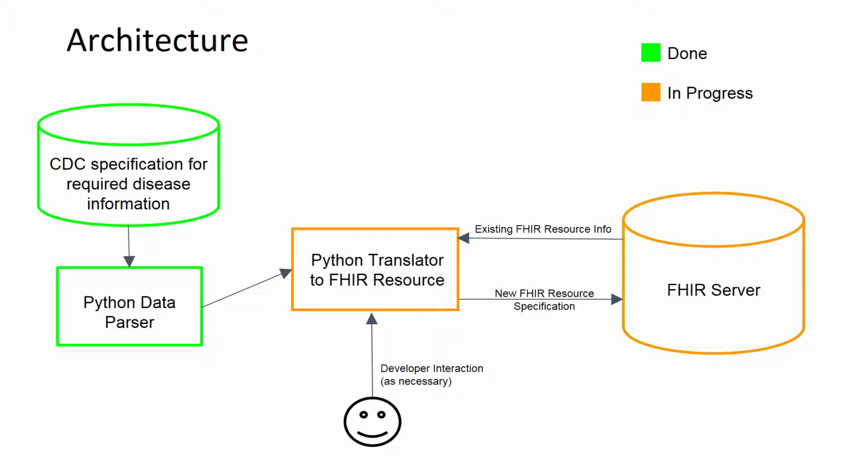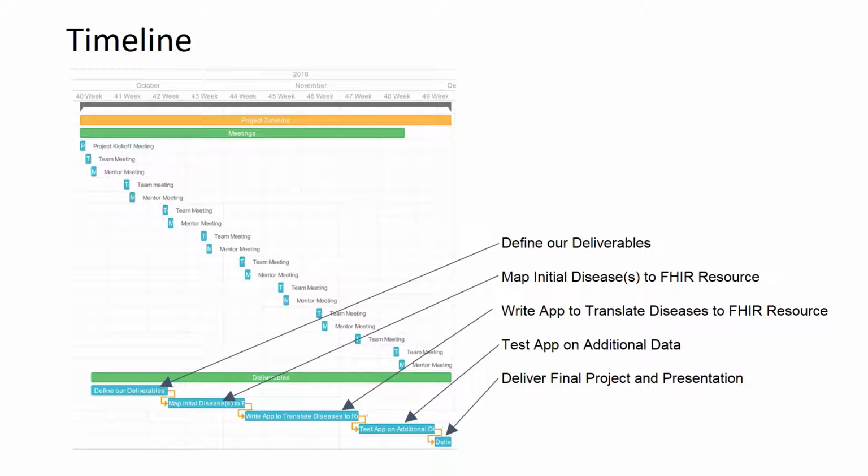For fields which don't currently exist in a resource and can't be mapped this way, our app will have a user interface that a developer can use to easily convert these fields into resource fields. From there, the new resource specification for the disease will be saved to our FHIR database, where it can be leveraged by the CDC and other users.